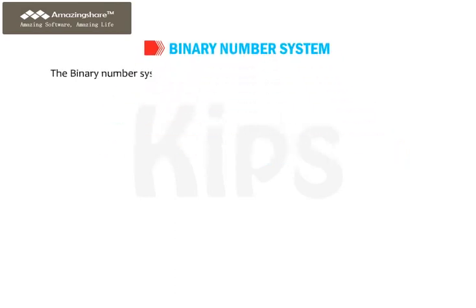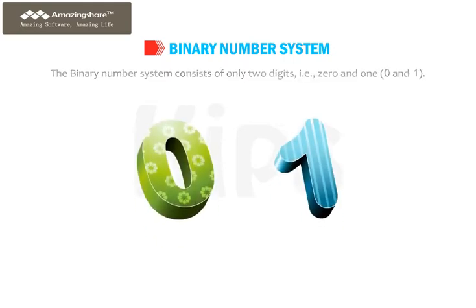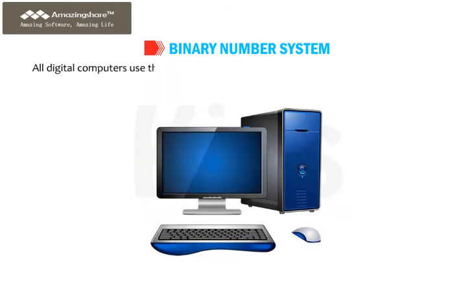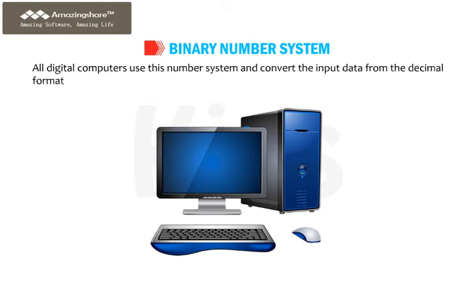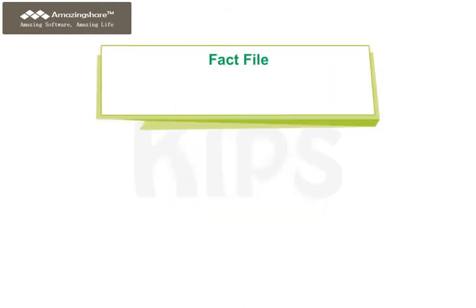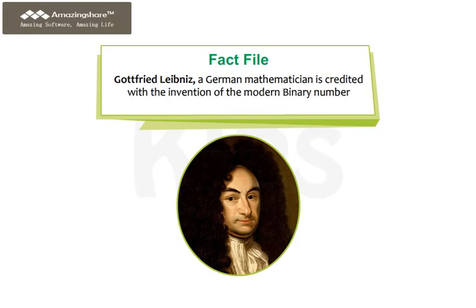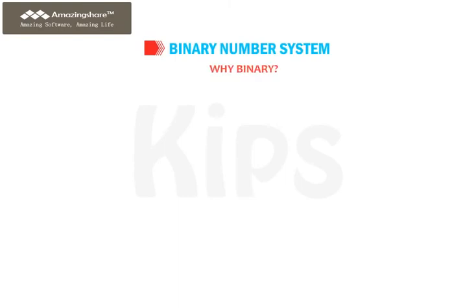The binary number system consists of only two digits, that is 0 and 1. Since this system uses two digits, it has the base 2. All digital computers use this number system and convert the input data from the decimal format into its binary equivalent. Students, do you know that Gottfried Leibniz, a German mathematician, is credited with the invention of the modern binary number system?